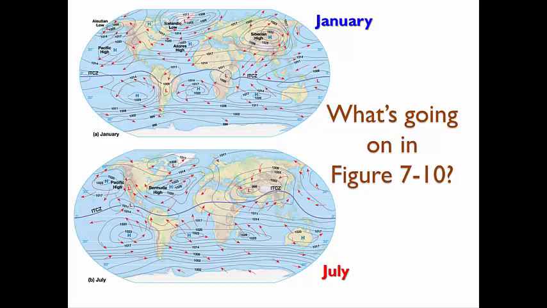Hi class, just a quick video to answer some questions about what's going on in figure 710. This is on page 200 of your textbook, and there was a question about what all these red arrows mean and how you interpret what's going on with air pressure and wind.